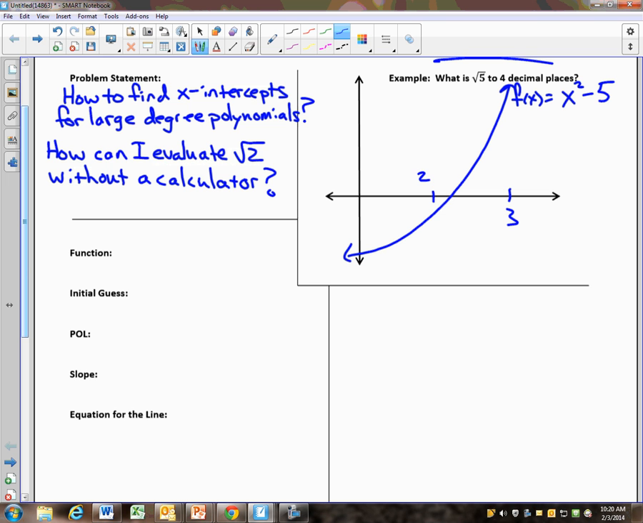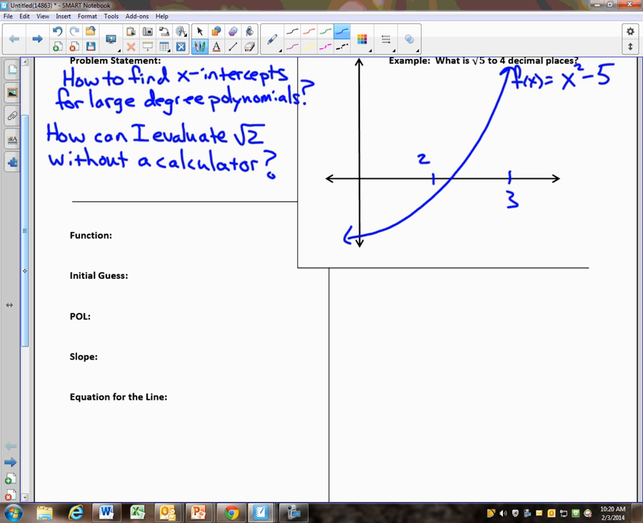So we are going to call our function simply f of x.